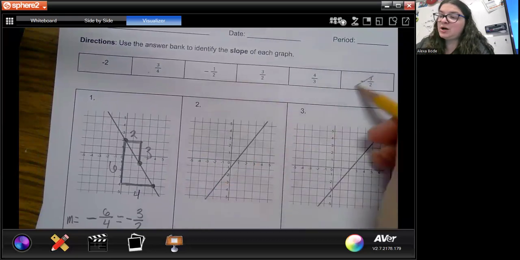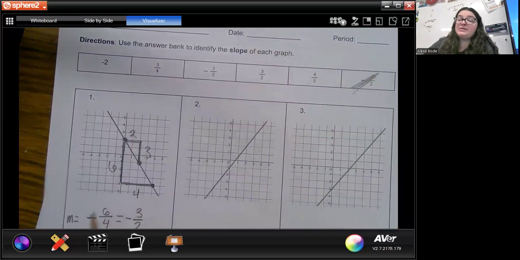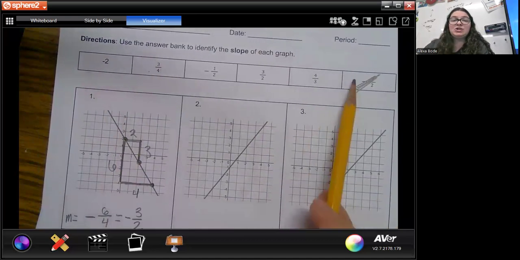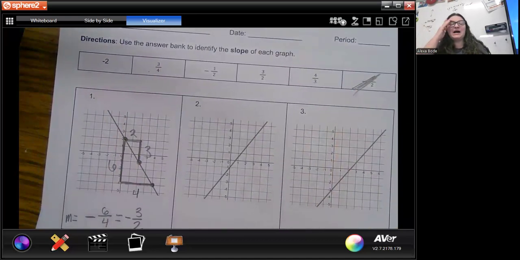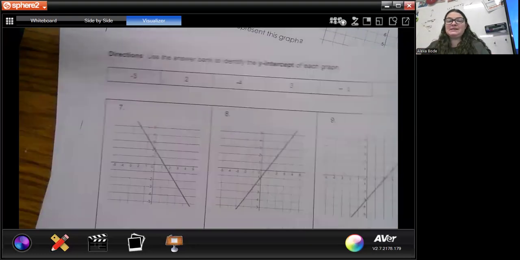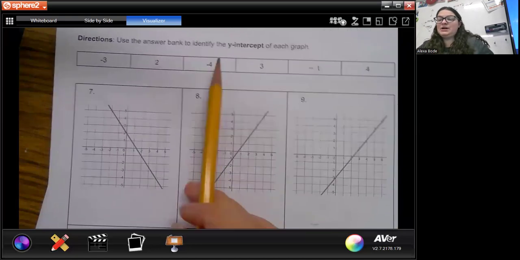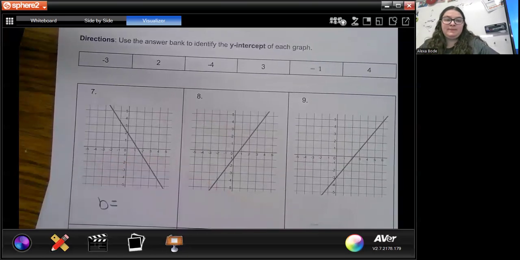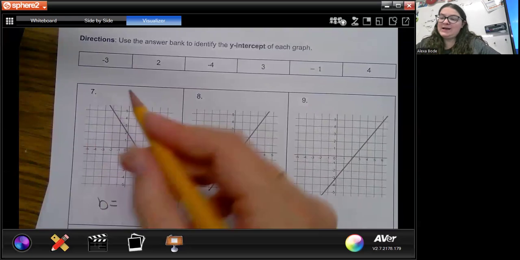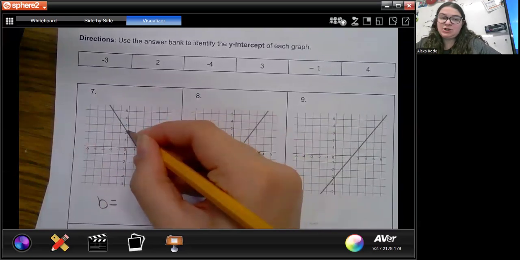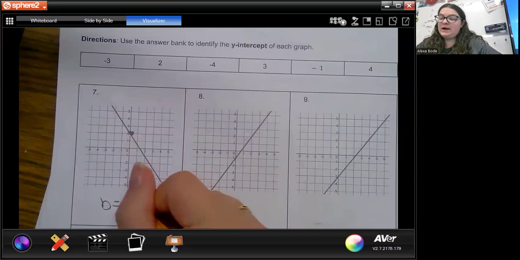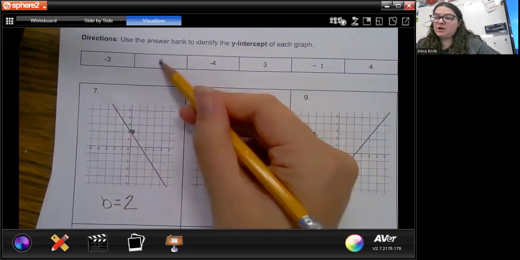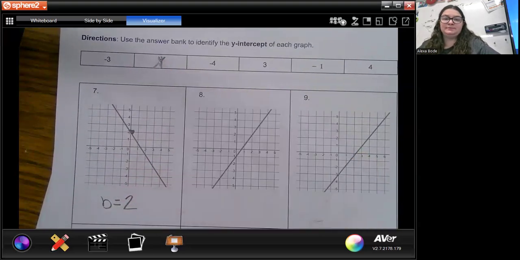You don't just cross it out. If you come up with something and it's not in the answer bank up here, you either did not simplify or you did it wrong. So just keep that in mind. The back is the same idea, but this time you're identifying the y-intercept. So I'm going to be using the exact same graphs, but I'm finding B. That is where the line crosses the y-axis. So this line crosses here at 2. So my y-intercept is 2. I can cross out 2 from my answer bank.